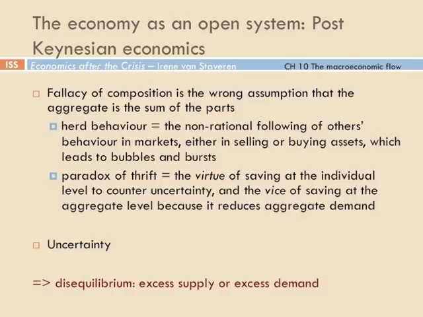And there's the paradox of thrift, the virtue of saving at the individual level to counter uncertainty, and the vice of saving at the aggregate level. Because if everybody saves money for a rainy day, nobody's spending on consumption. So firms don't need much labor to produce goods, so there will be unemployment. This reduces aggregate demand. So post-Keynesian economists pay attention to uncertainty and the effects of uncertainty on people's behavior in the economy.